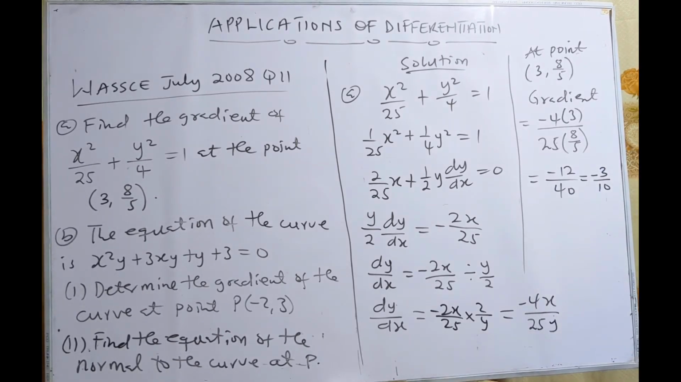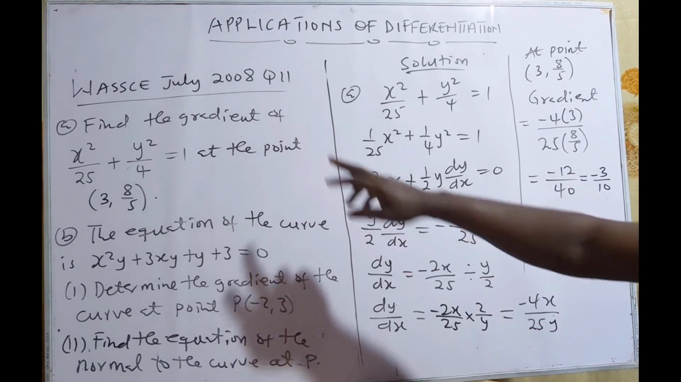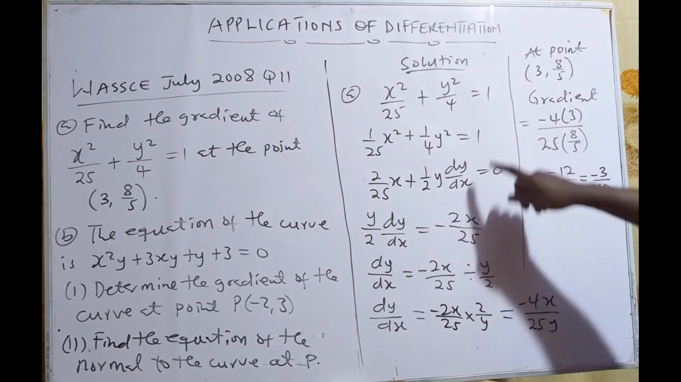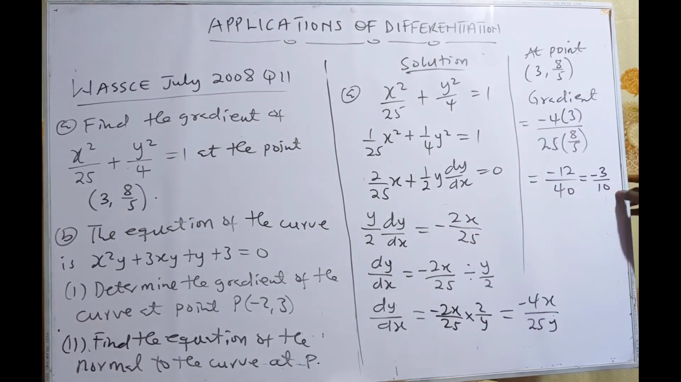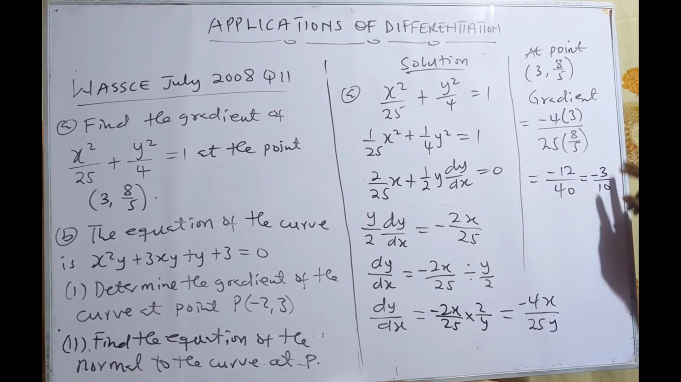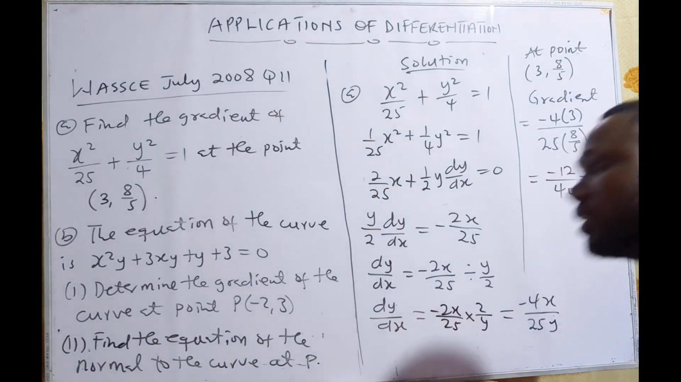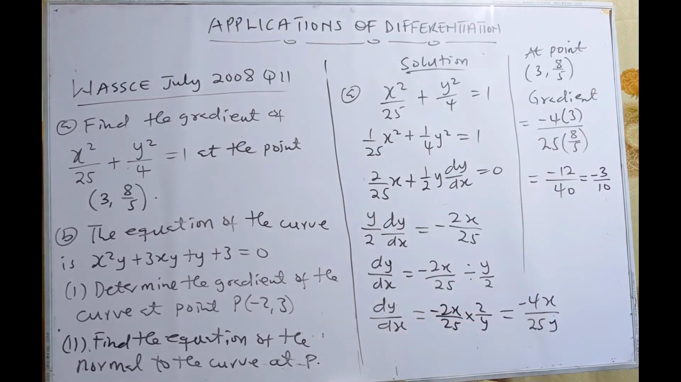Okay, so therefore our gradient of this at the point (3, 8 on 5) is minus 3 on 10. So this becomes our gradient, minus 3 on 10, right? That is so simple. So we are done with the A. Now let's go to the B.